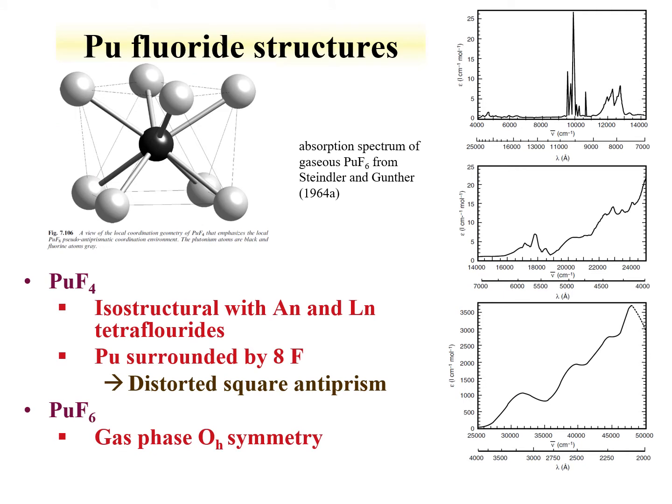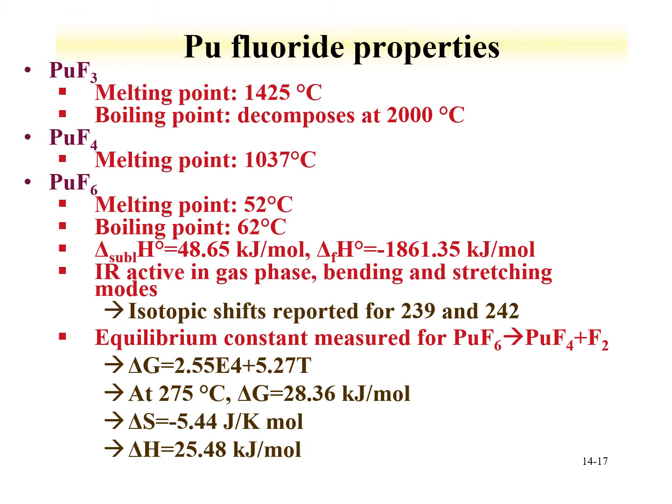The structures of the fluorides: the tetrafluoride is isostructural with the actinide and lanthanide tetrafluorides, shown here. And like uranium hexafluoride, plutonium hexafluoride has Oh symmetry in the gas phase. The fluorides have melting points which are higher than the metals, right? Melting points of about 1400 C for the trifluoride, about 1000 C for the tetrafluoride, and a very low melting point, high vapor pressure for the hexafluoride.